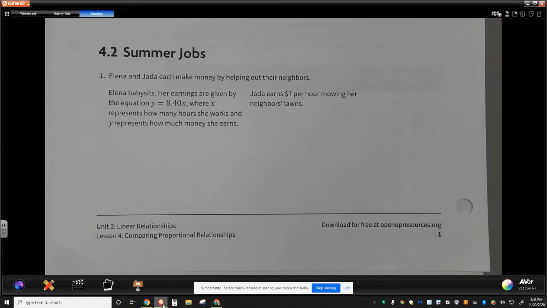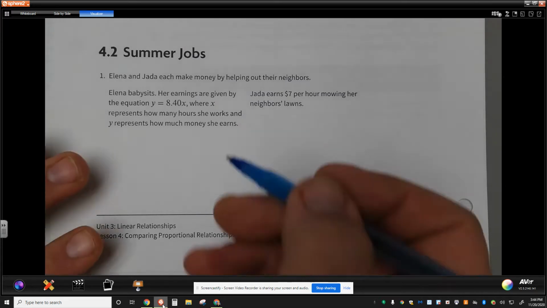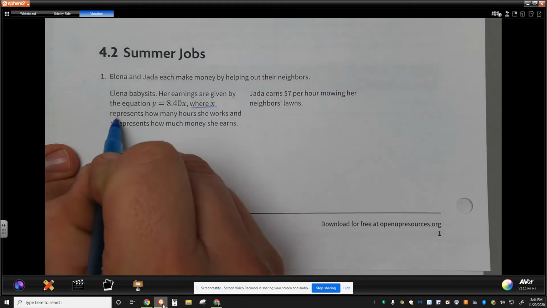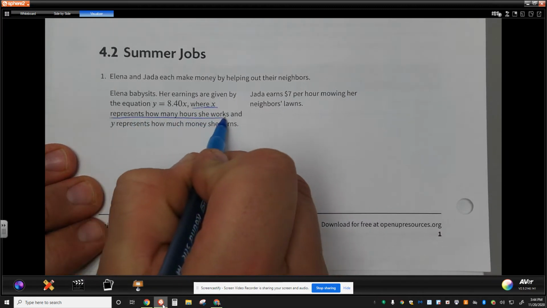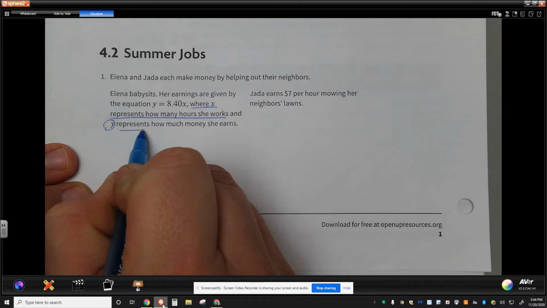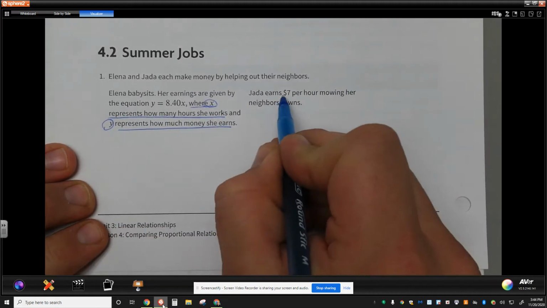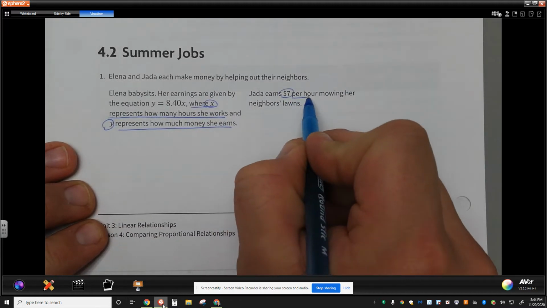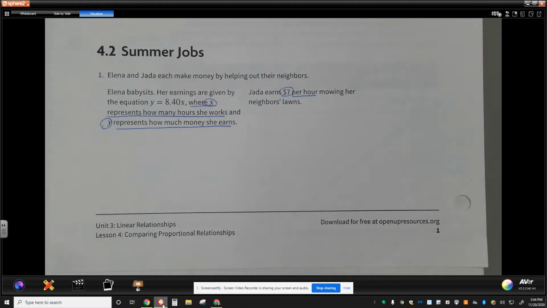4.2 Summer Jobs in Unit 3, Lesson 4. Second part to this, Elena and Jada each make money by helping out their neighbors. Elena babysits. Her earnings are given by the equation y equals 8.40x, where x represents how many hours she works, and y represents how much money she earns. Jada is earning $7 per hour mowing her neighbor's lawns.